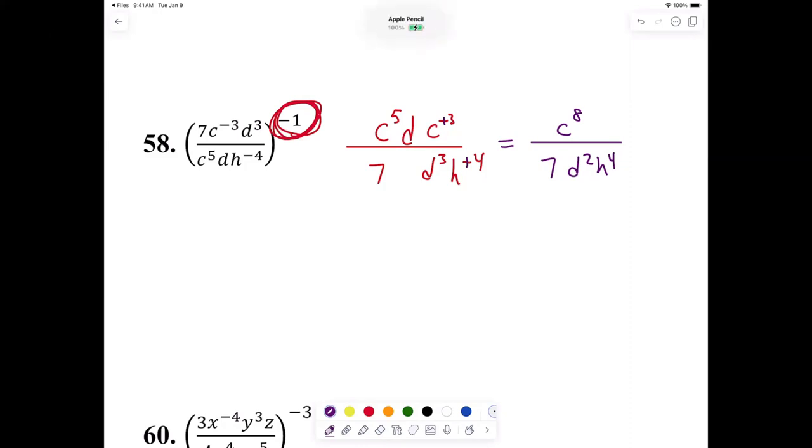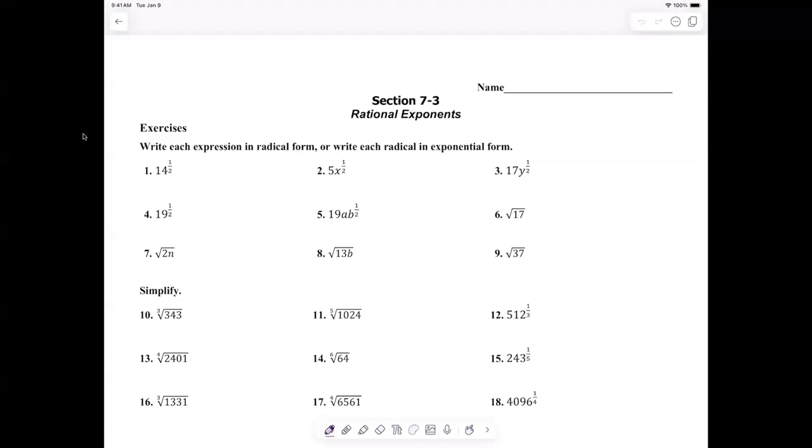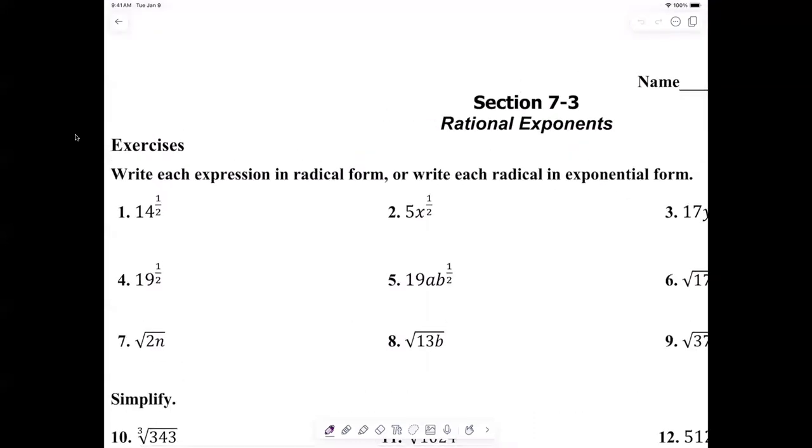All right, that's going to have to be it for that. Okay, write each expression in radical form or write each radical in exponential form. So this is just basically information. All right, we're continuing our discussion with exponents. In the past, we have talked about square root. For example, the square root of 9, we all know is what?